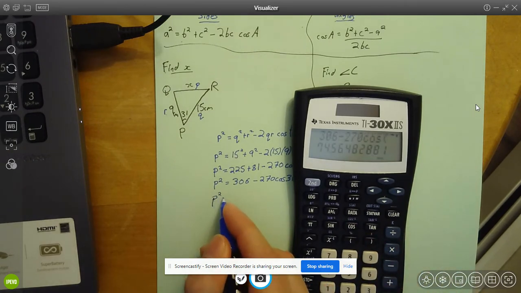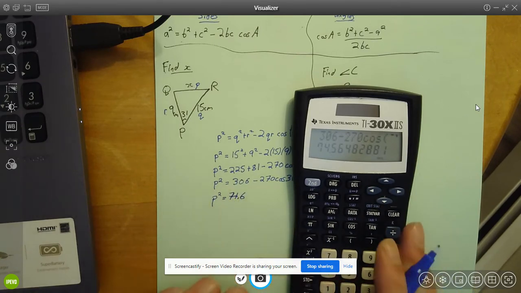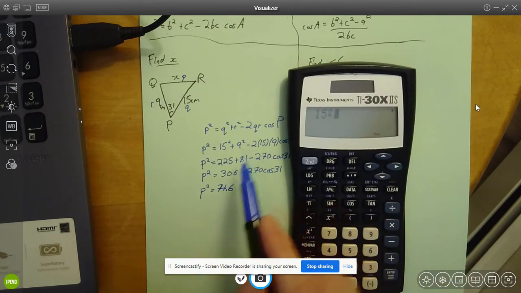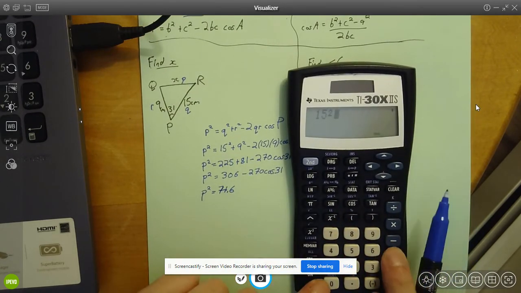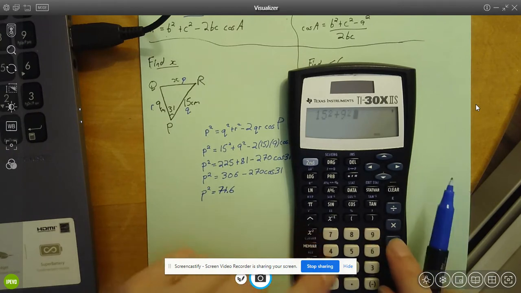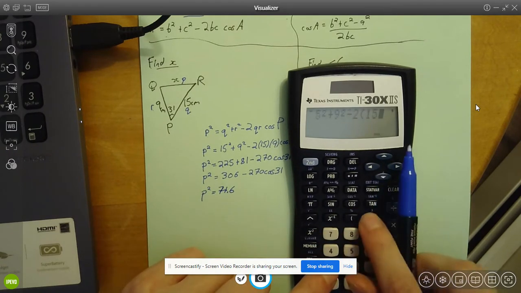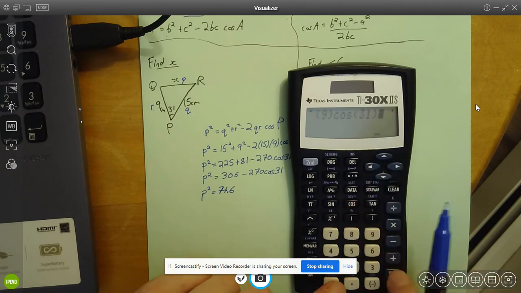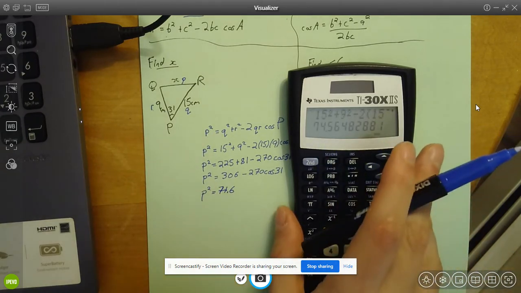So P squared equals 74.6. Again, if you have a calculator like mine, I could have just typed in this step and saved myself some work, saved myself some steps of algebra. Again, always we want to type in exactly what we see, and I would get the same number, 74.6.